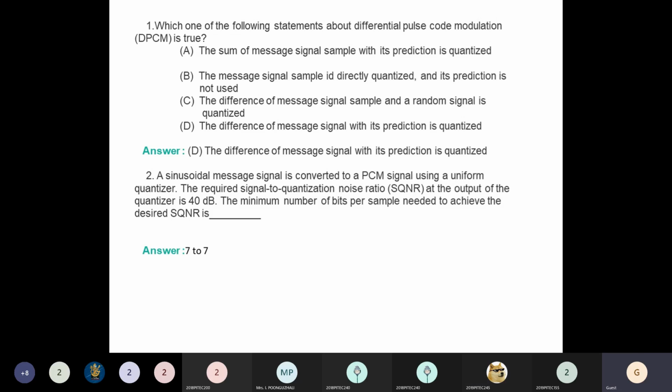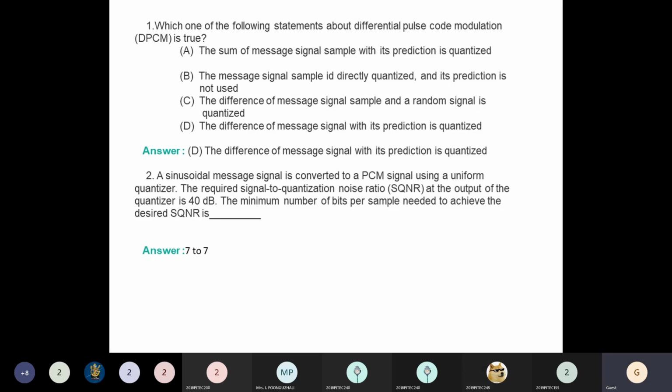If it is like this, then it is said to be PCM. In PCM we don't use prediction values and all. In DPCM we are using the difference between the input samples and prediction values. So the combination of these two should be the answer. Okay, so the second one won't come. Next, the difference of message signal sample and a random signal is quantized. The first thing is satisfied, the difference of message signal, but the random signal is quantized, that is false. So the third one also won't be an answer.